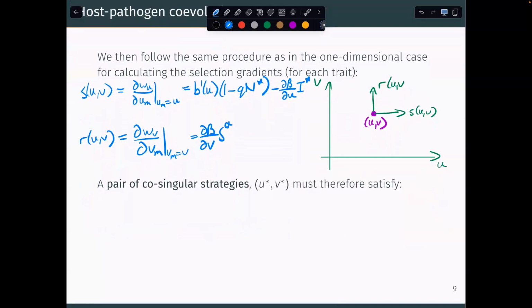Okay, so we've got 2 selection gradients. Now, in one-dimensional adaptive dynamics, once we found our selection gradient, we just set it equal to 0 to find our singular strategies, right? Now, we want to think about a pair of co-singular strategies, which is when both of these are equal to 0. You could set this one equal to 0, and you can set this one equal to 0, and then you're looking at their intersections.